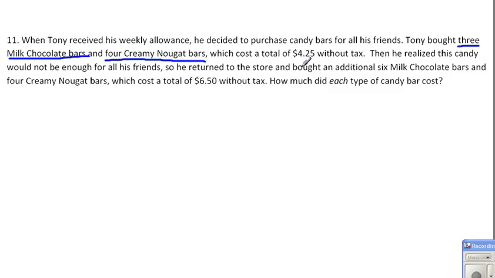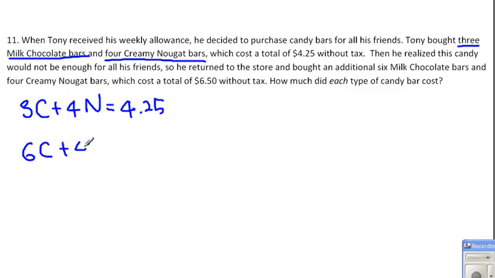Now total costing 4.25. So why don't we put a C for the chocolate bars and then N for the nougat bars. Now then, we have 3C plus 4N must be equal to 4.25. And then second, we have additional 6 chocolate bars and then 4 creamy nougat bars. So we have 6C plus 4N here. We'll end up getting 6.50.